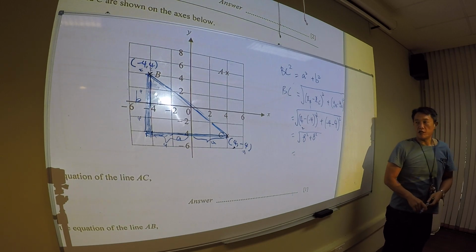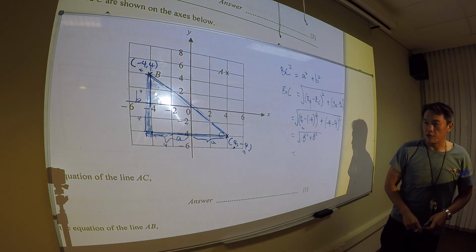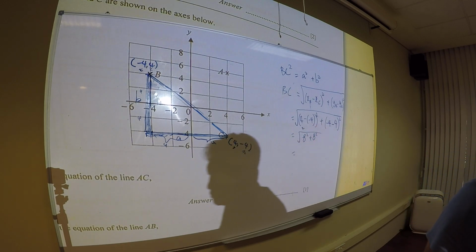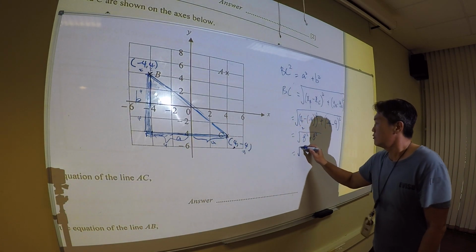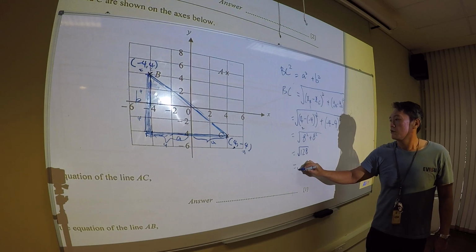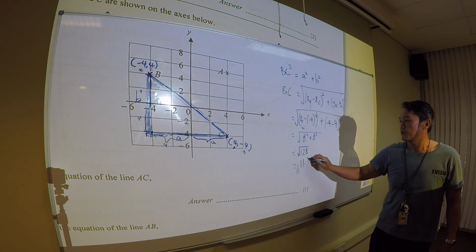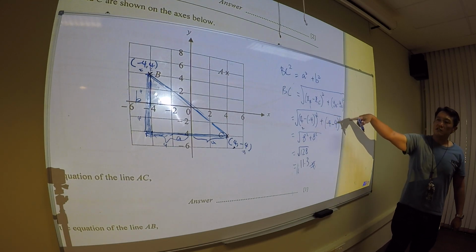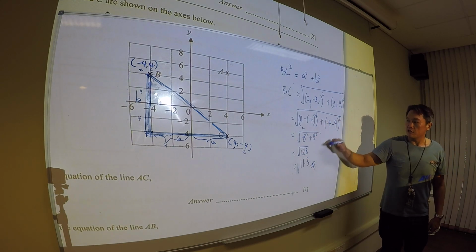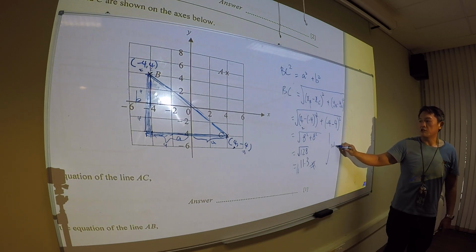And just press the calculator. Square root of 128 is 11.3. So all this, just press the calculator. After you know all this, you fill in the values already. This whole step, just press the calculator.